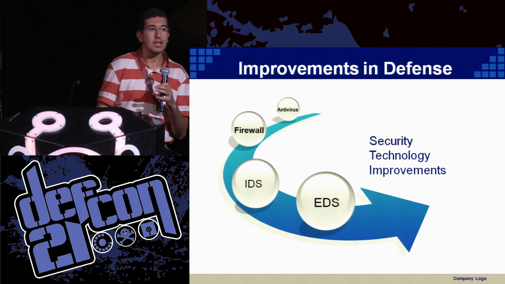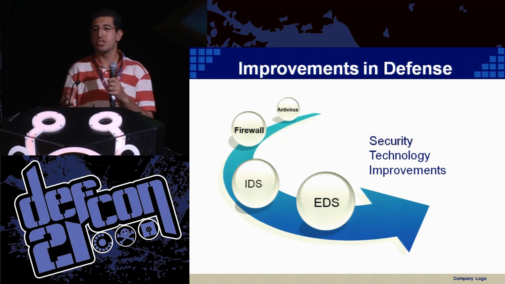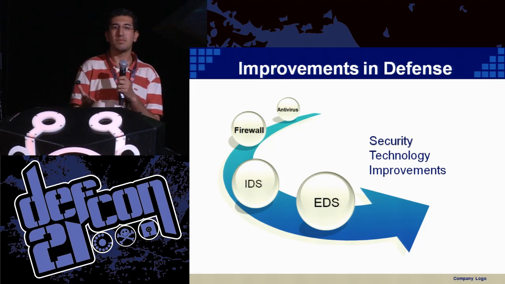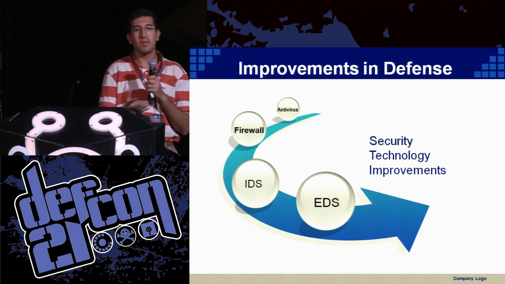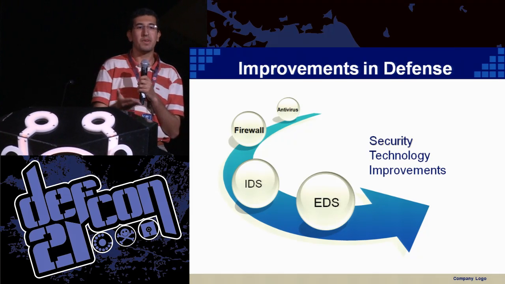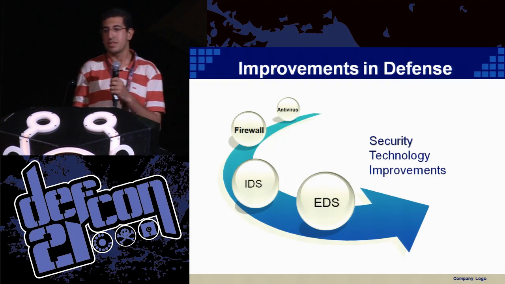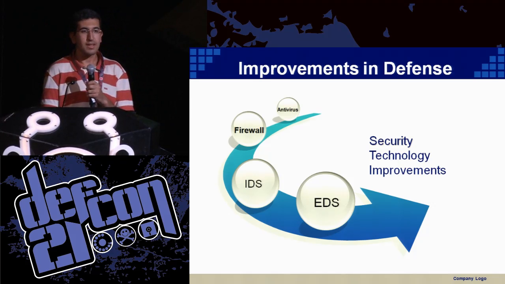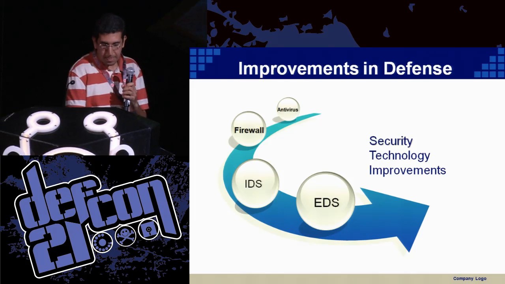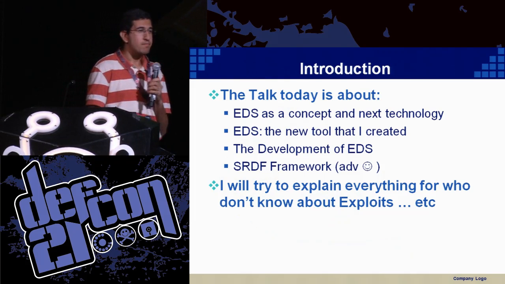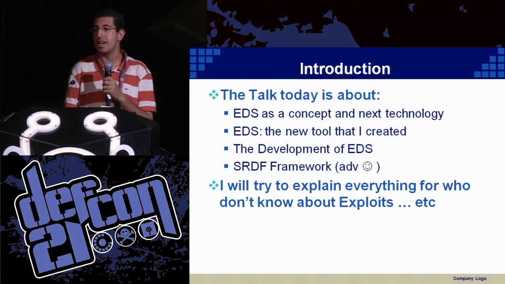Actually, when security began, they began with antivirus as a technology, the wow technology, and after a time it was bypassed, and there was another attack, so they created the firewalls and they became very, very powerful, and after a time they were bypassed, so they created the intrusion detection systems and intrusion prevention systems, and they are now bypassed. So what's next? The next is the exploitation detection system. That's the era of exploitation detection system. Today, I will talk about the exploitation detection system as a new technology, as a new concept.